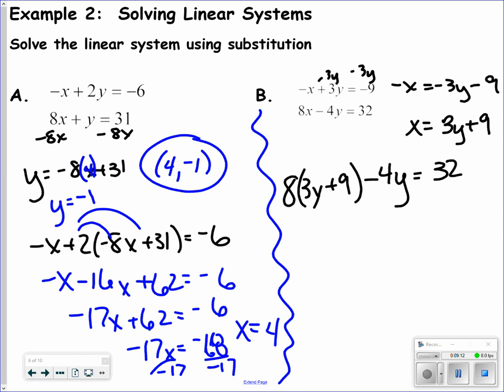Now, forget about everything else, just solve your new equation. So if I solve the new equation, I would distribute. So 8 times 3 is 24. Y plus 72.